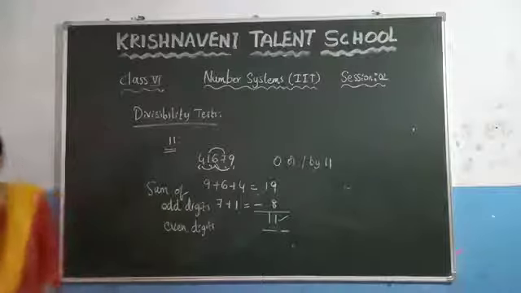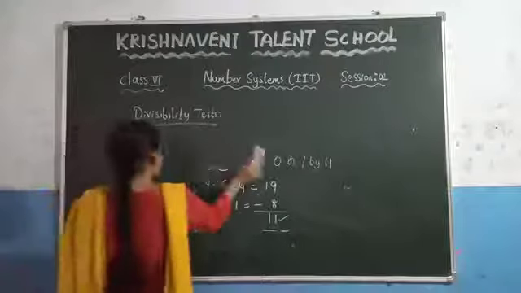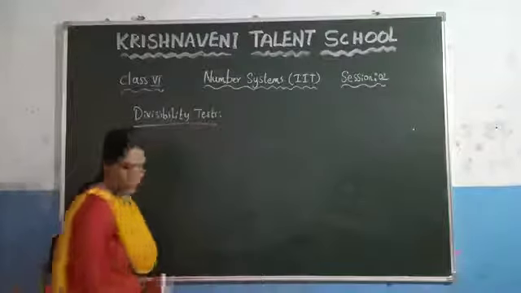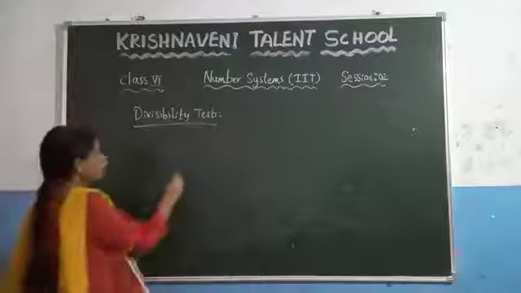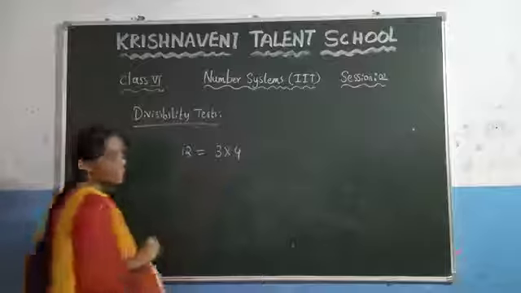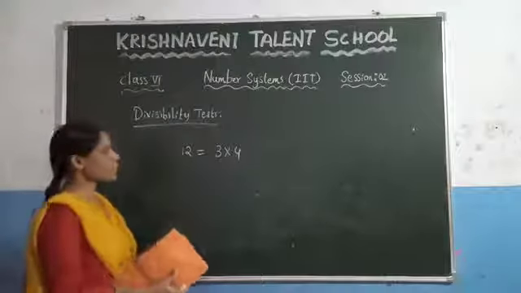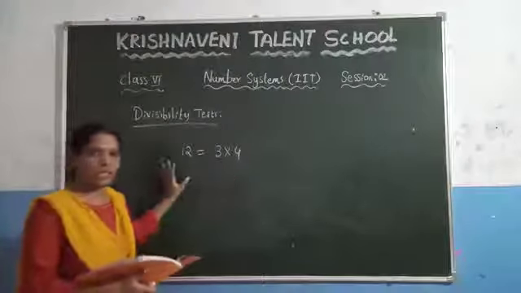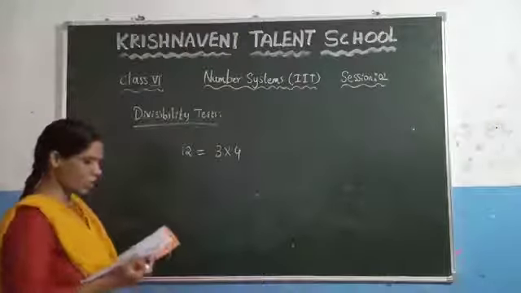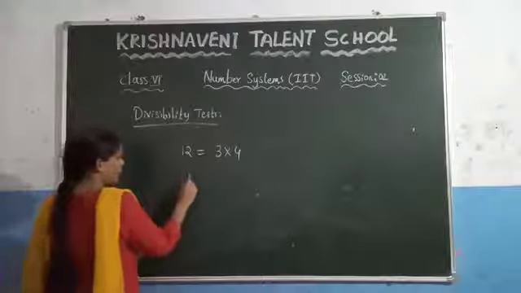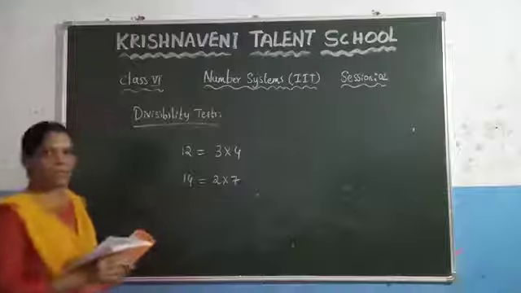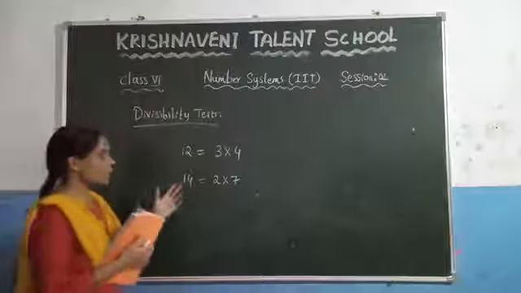Now see the next one, which is the divisibility rule for 12. You can write 12 as 3 into 4, so if the number is divisible by both 3 and 4, we can say that the given number is divisible by 12. The next one, 13, is not given. If you take 14, if the number is divisible by both 2 and 7, we can say that the given number is divisible by 14.